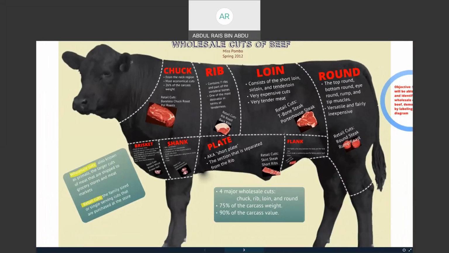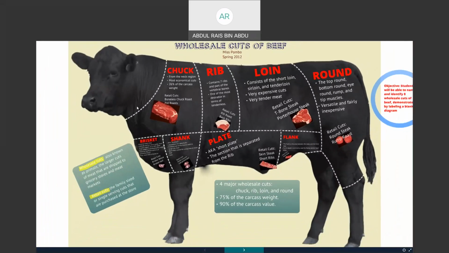Okay, let's have a look at our friend here. The fore quarter would be this part of the cow, and the hind quarter is usually this part of the cow, right? You see my mouse?